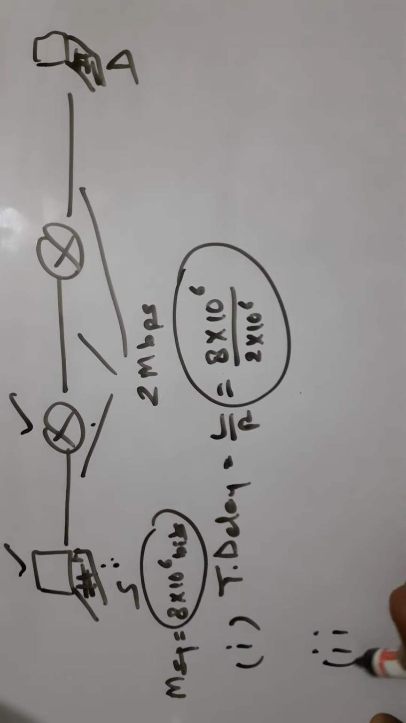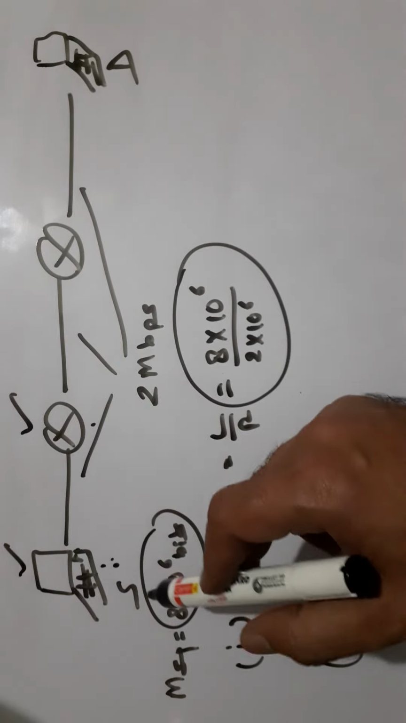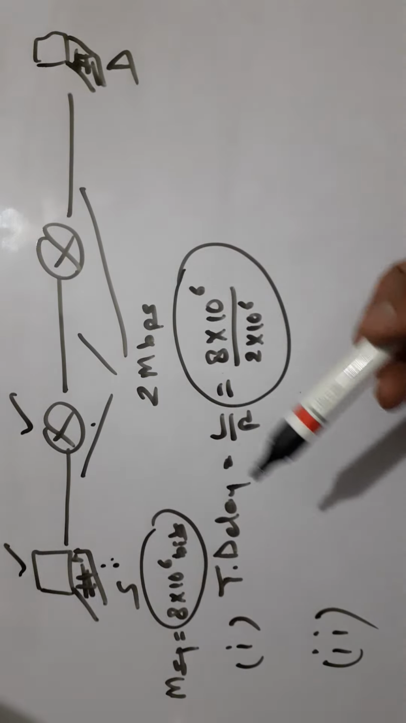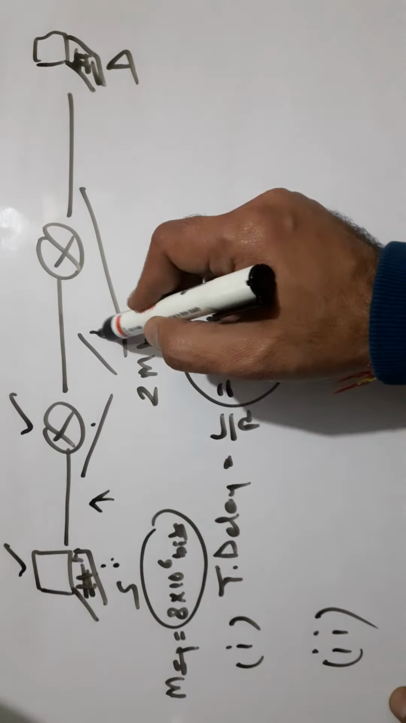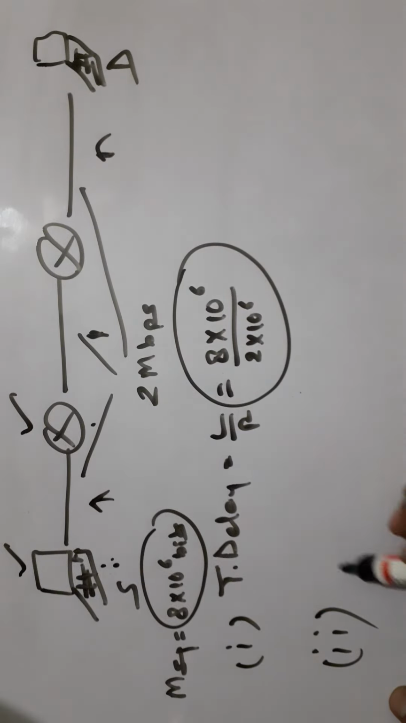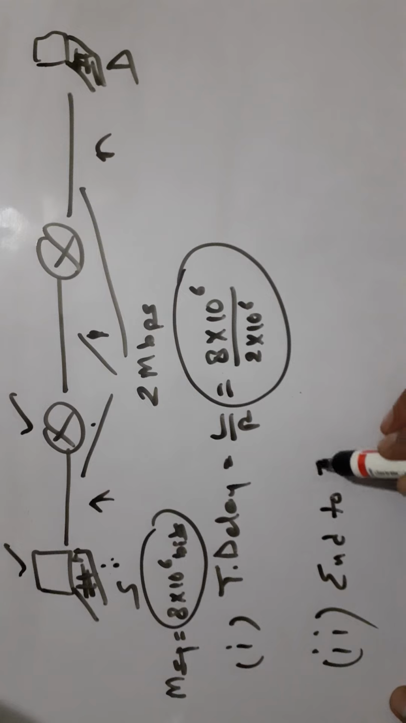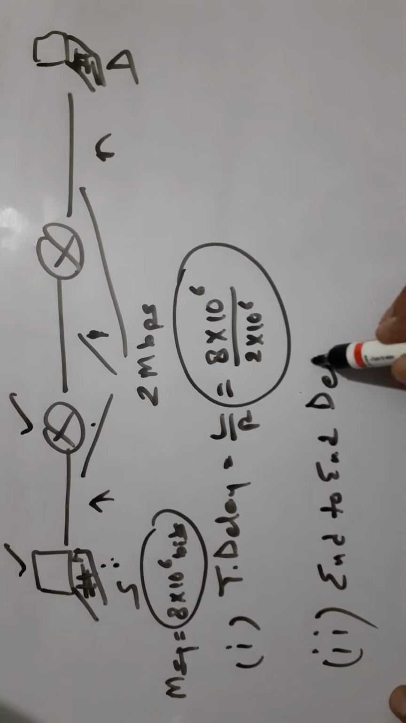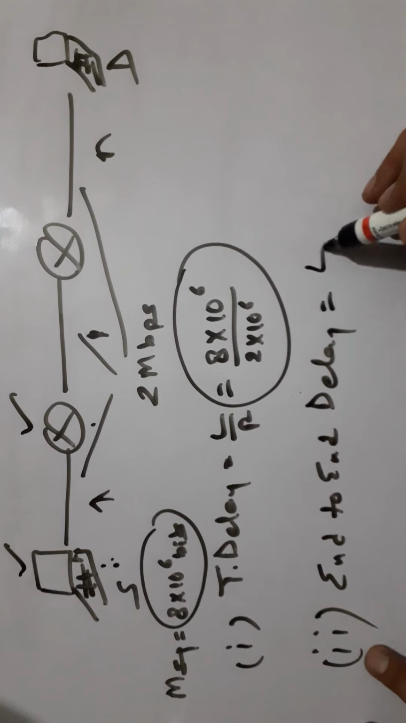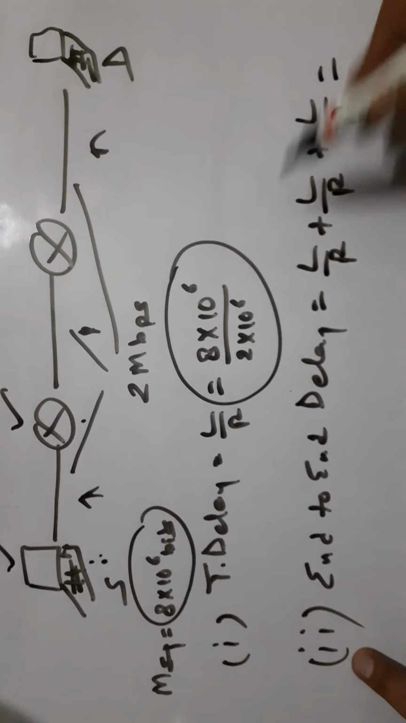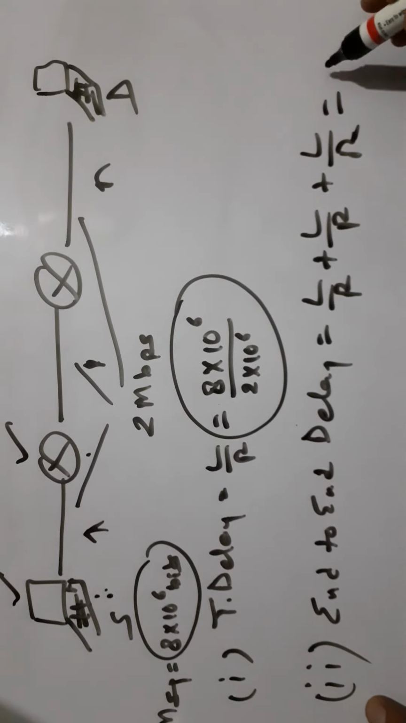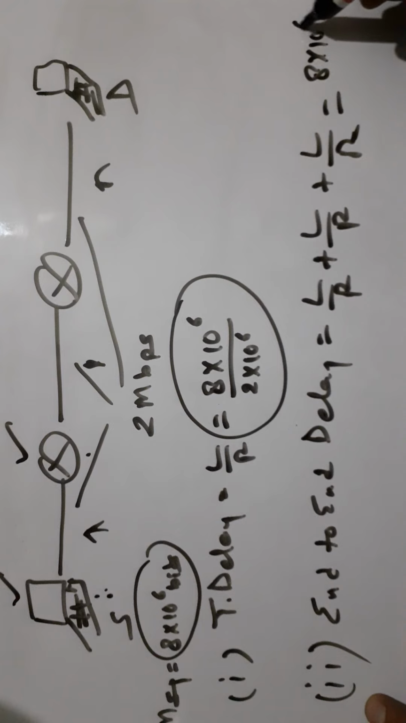And the second part says time required by this particular message to reach from source to destination. So this would be again the transmission delay of this link, transmission delay of this link, and transmission delay of this link. So end-to-end delay would be L by R plus L by R plus L by R. So it would be 8 into 10 to the power 6 divided by 2 into 10 to the power 6, into 3.